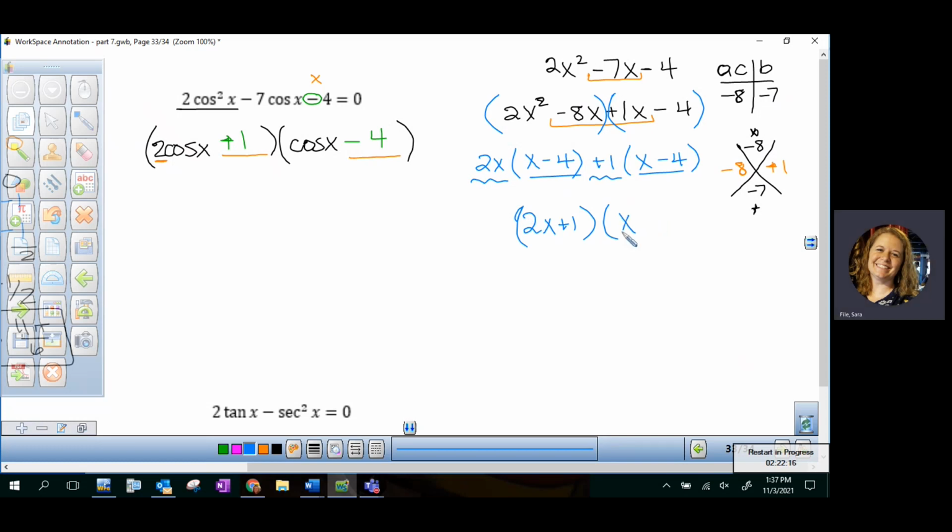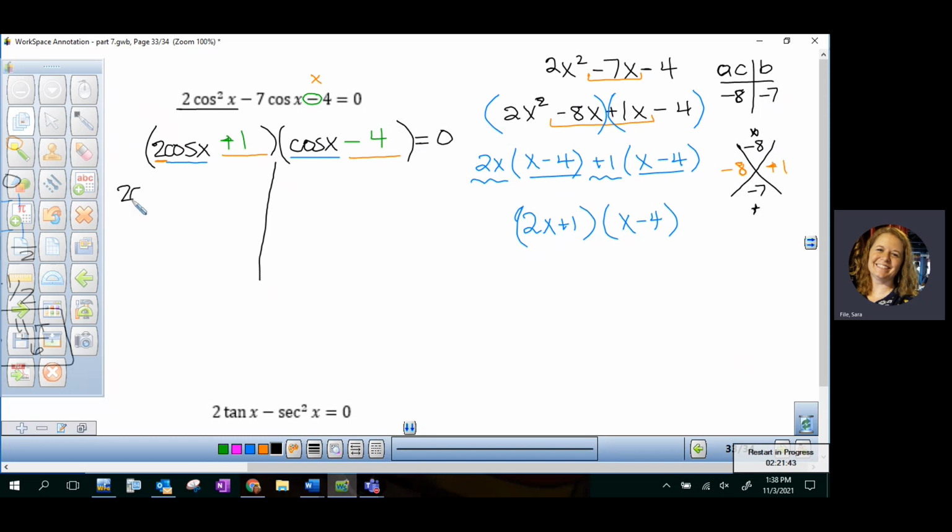And remember what I said, we're using x here because it's easier for you to visualize, but just replace the x with cosine of x. You see that? It's the same. 2 cosine of x plus 1, cosine of x minus 4. So doing guess and check or doing grouping, we get the same factors. You okay with that? All right, so remember your factors. This is all set equal to 0. So I'm ready to split and solve.